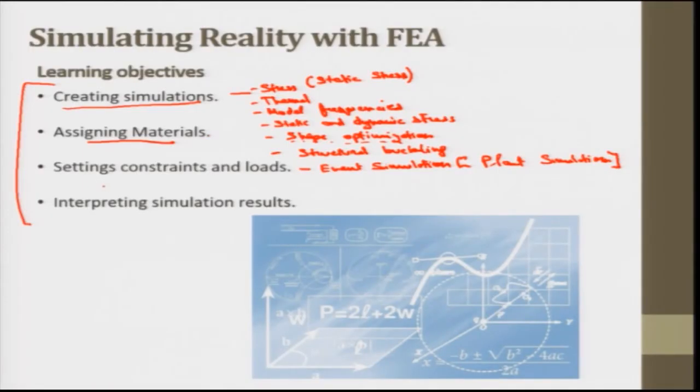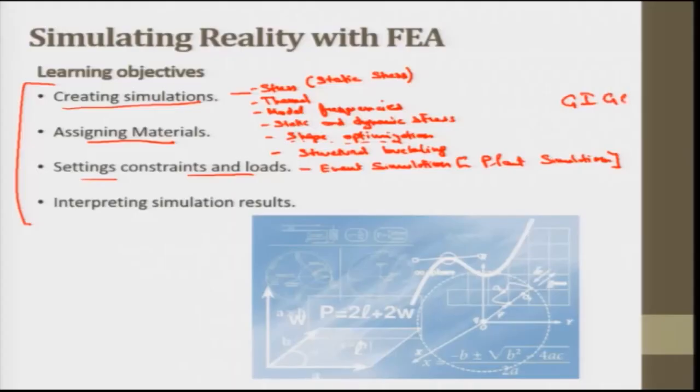Assigning materials, then setting constraints and loads. Constraints and loads are again the same example, the loads that the buckle is subjected to. These constraints, that the load would be from this side, equivalent load would be there, what will be the load on the ends and in the center. For that, one should know the physics or the science behind the research. These simulations are always GIGO, garbage in, garbage out. Whatever input you give, the output will come accordingly.